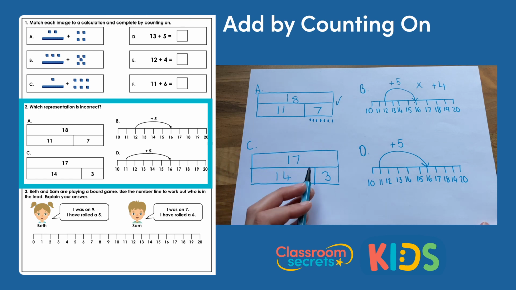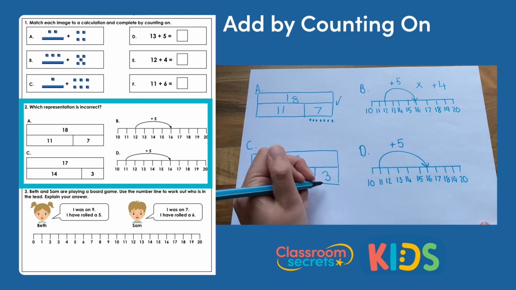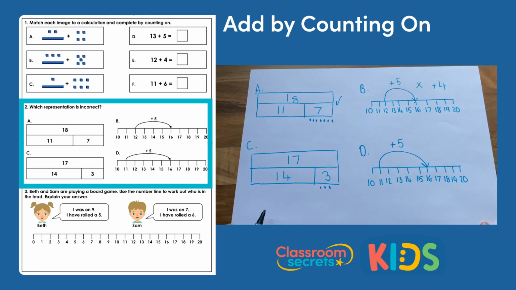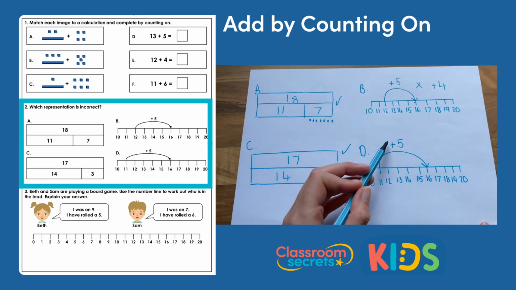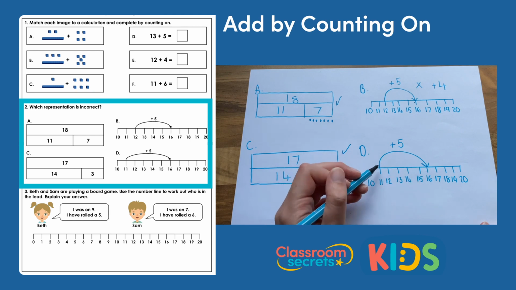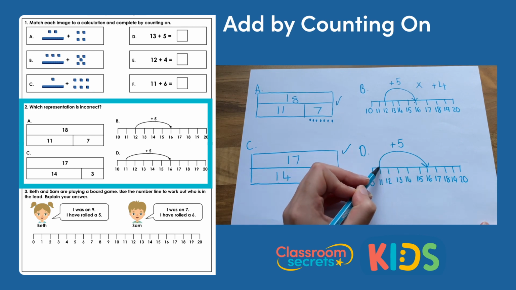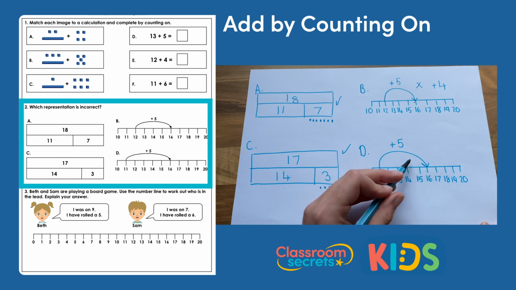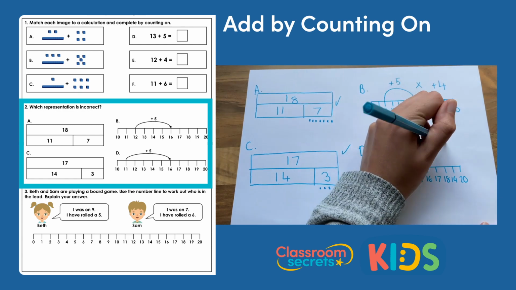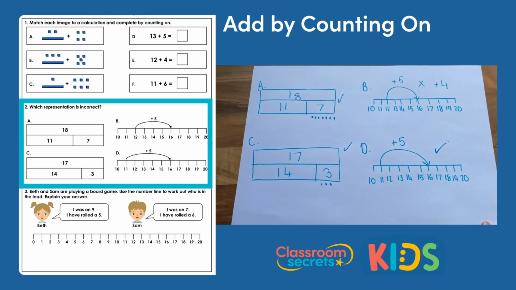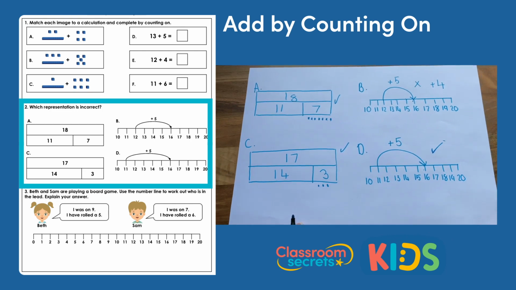14, and then we've got 3 equals 17. So let's do our 3 dots so we can count on. 14, 15, 16, 17. Yes, that one's correct. Here we've got 11 add 5 equals 16. Let's see if they have added on 5. 1, 2, 3, 4, 5. Yes, they have. So B is the incorrect representation.